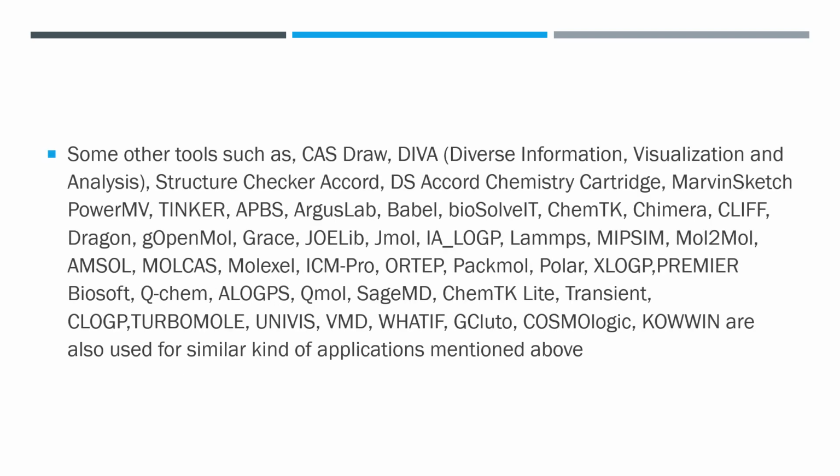Other important tools are SCASDraw, DIVA, Structure Checker Accord, DS Accord, Chemistry Cartridge, Marvin Sketch, Tinker, Argus Lab. Argus Lab is a tool that can be used for molecular modeling. Then you have Babel, BioSolvet, ChemTK, Chimera, JOpenMol, GOpenMol, Grace, GeoLib, ORTEP, LogP, ChemTK.